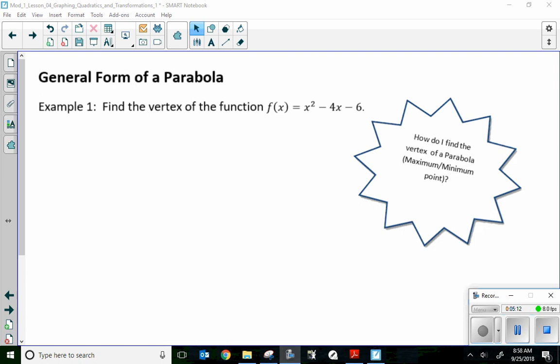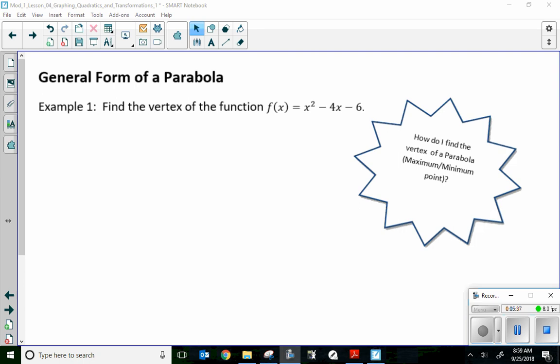So, speaking of comfort, let's work with the general form of the parabola first. Example 1 tells us we need to find the vertex of the function, and they give us this equation right here. f of x equals x squared minus 4x minus 6. So the million-dollar question is this. How do I find a vertex?